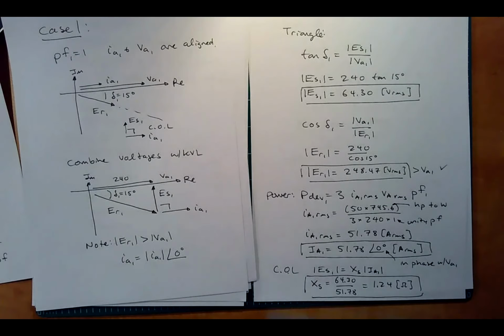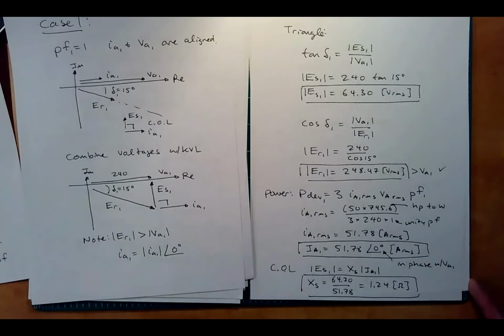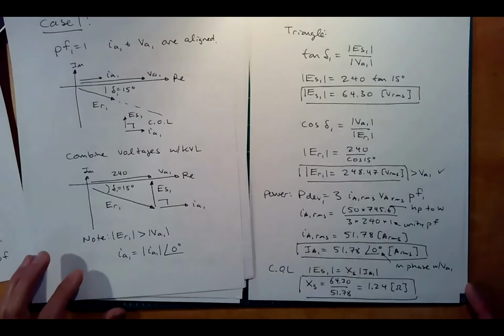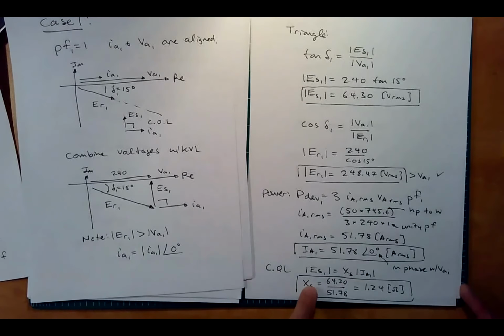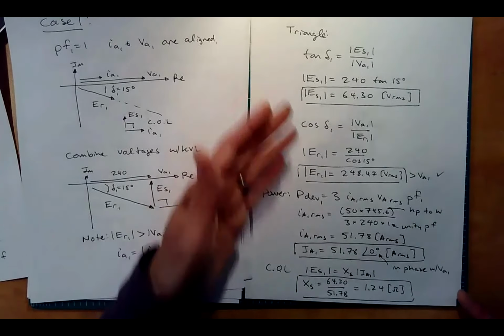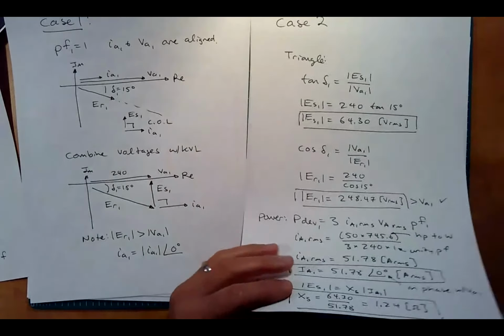Okay, not too bad. So we did have to apply the complex Ohm's law, but this actually helped us find the impedance as opposed to the other way around. Okay, good. And remember, this XS is going to be valid for both cases. So we have all the values here for case 1. So let's go to case 2.